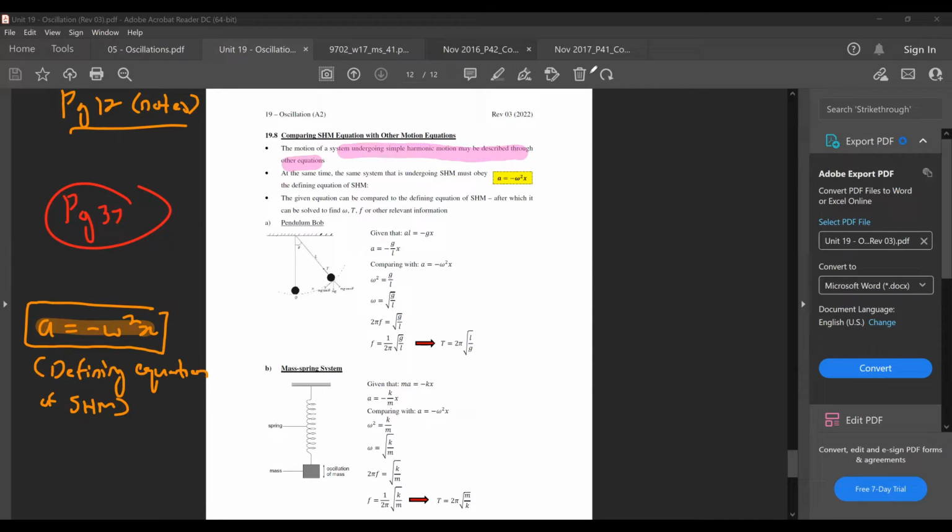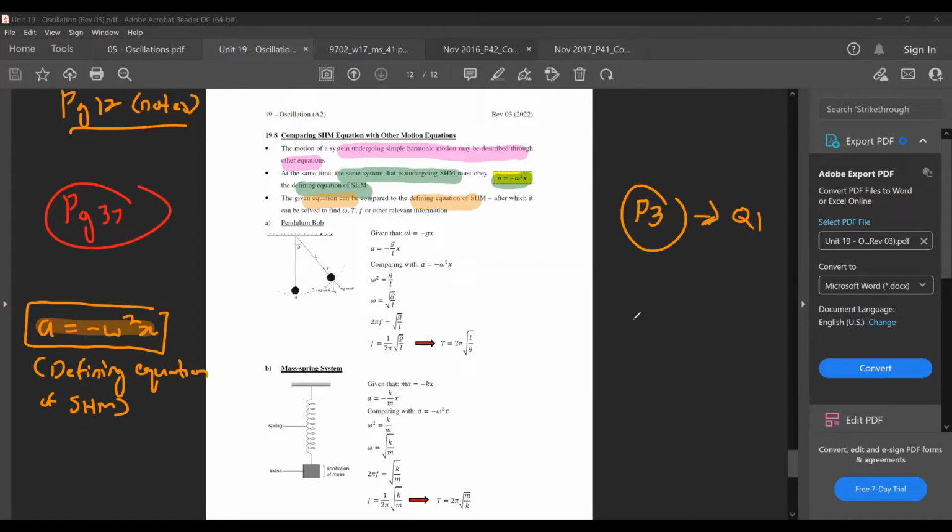But at the same time, you know that because it's simple harmonic motion, it must obey the defining equation of SHM in the first place. So what you will want to do, if you want to solve the question, is try to compare that given equation to the defining equation of SHM, and see the similarities between them. It's a bit the same as what you have been doing in paper 3, question 1.